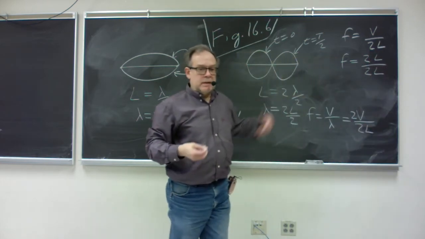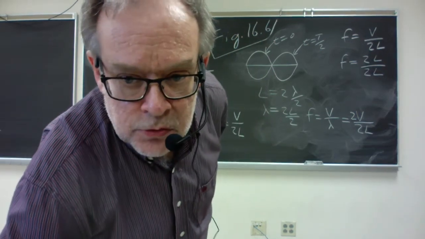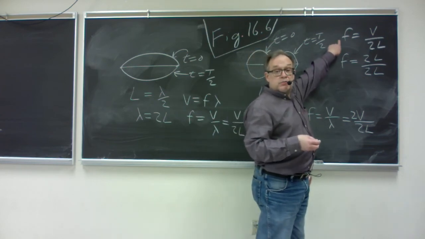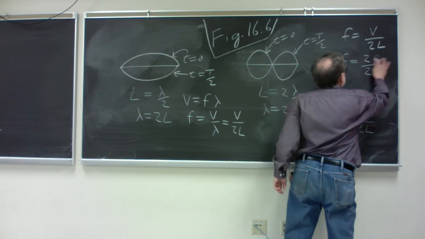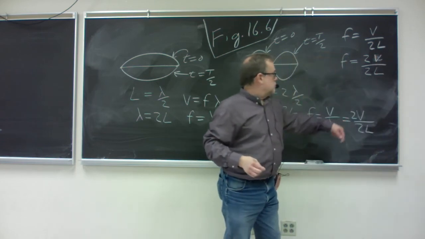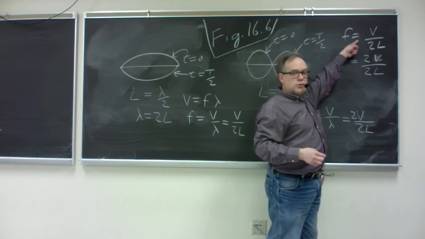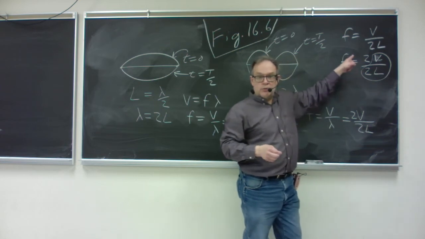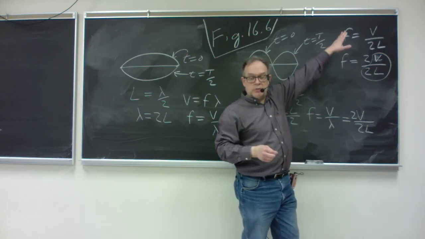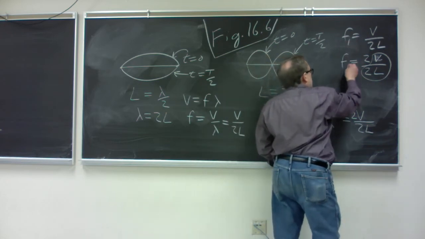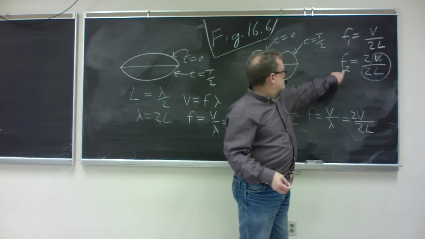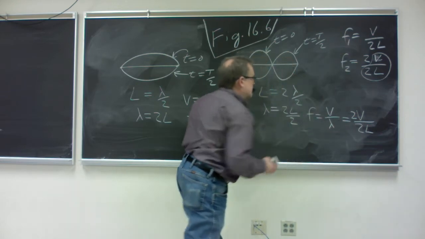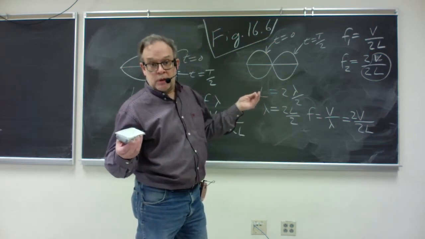Because I kept those twos, it's easy to see how those two frequencies relate to each other. This frequency is twice as big as this frequency. Oh, sorry. 2V over 2L. This is just plain V over 2L, and this is V over 2L times 2. So we usually would refer to this lower frequency as f1, and this one is f2, meaning that this frequency is twice as fast as this one. Then we'll do this one more time and we'll see a pattern.